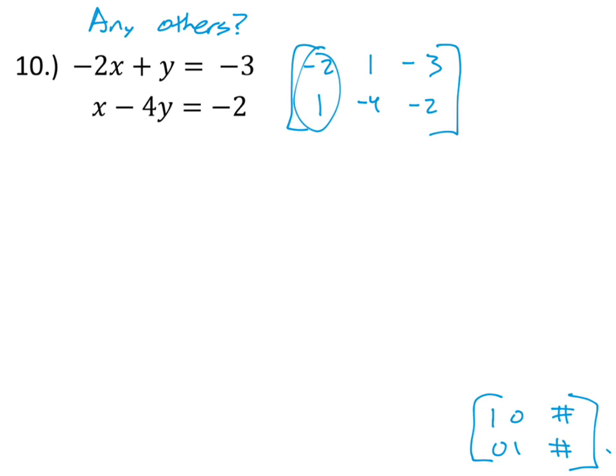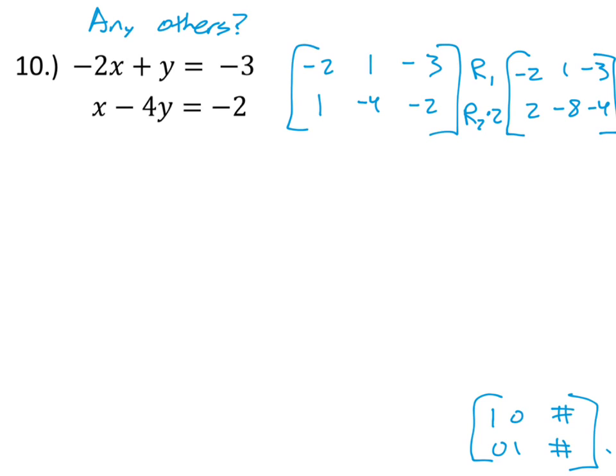I see that if I just take this bottom row and times by 2, then these would match. Or I could take my top row and times by 4, and those would match. I'm going to go with the smaller option. Row 1 is going to stay the same, and row 2 is just going to get times by 2. And that's going to make it -2, 1, -3, and then 2, -8, -4.